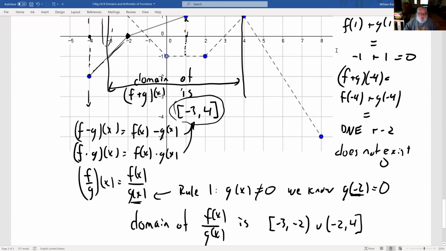Okay, so domain of functions. If it's not in a word problem, the domain is all real numbers except for square roots and division. And that's our rule 1 and rule 2 above.